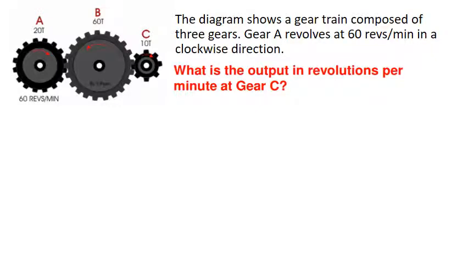Alright class, so let's take a look at a couple gear train problems. It says the diagram shows a gear train composed of 3 gears. Gear A revolves at 60 revolutions per minute in a clockwise direction. What is the output in revolutions per minute at gear C?